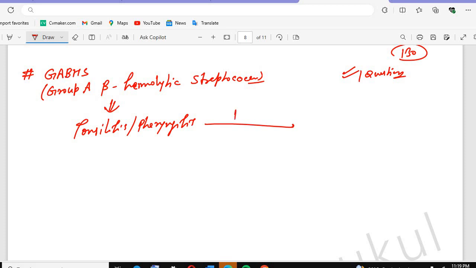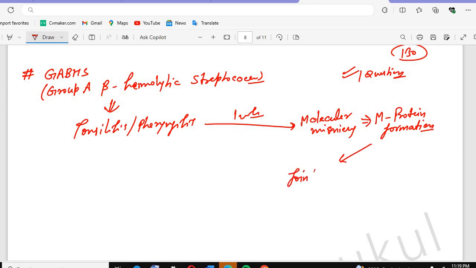After 1 week, what you will see is that this bacteria will cause molecular mimicry. In our heart we have one protein called the M protein. So it will mimic that M protein. It will mimic the protein that is present in our heart, or it can be present in our joint also. If it mimics the protein present in the joint, it will cause rheumatism.